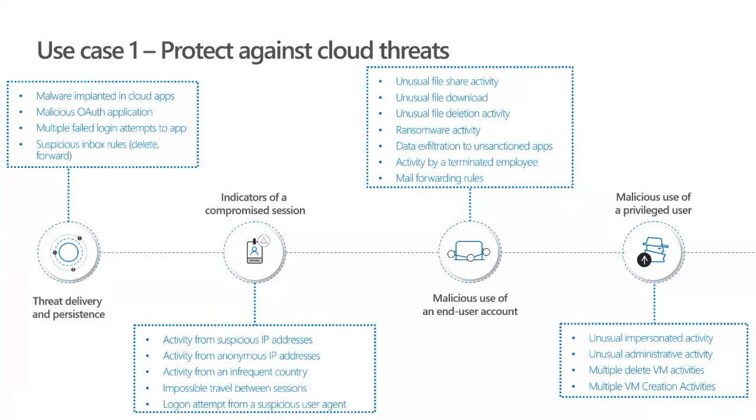For example, mail forwarding rules do not apply to Slack. There's no concept of email, but what will apply to Slack are things such as activities coming from anonymous IP address, or from infrequent countries, or suspicious IPs, impossible travel. Any kind of brute force attack would also be detected, and some unusual activities as well. So that's the kind of threat detection we are able to see in MCAS for Slack.